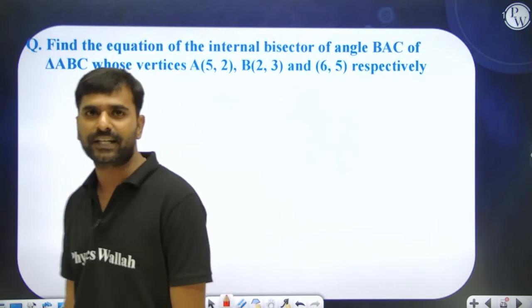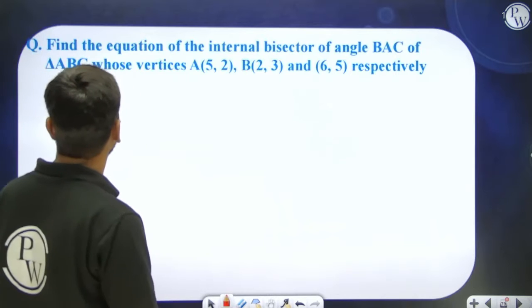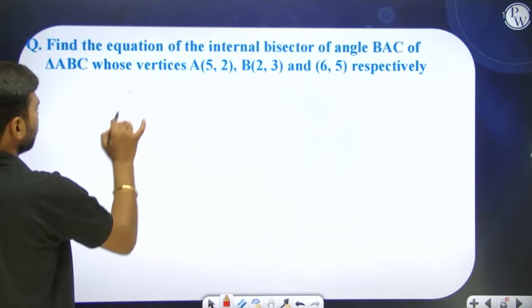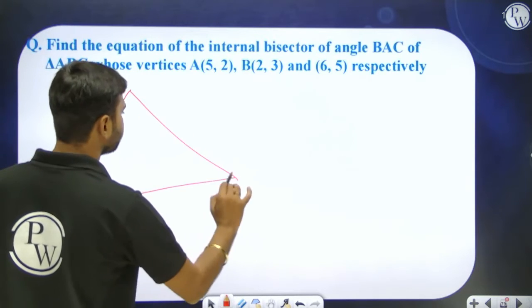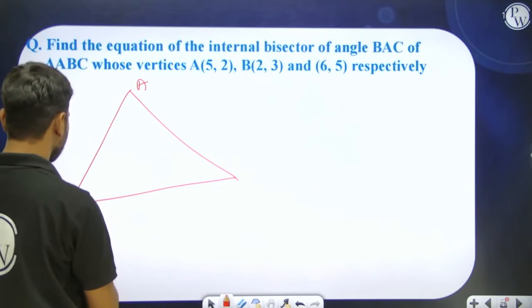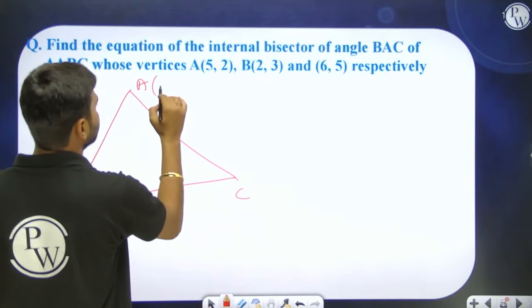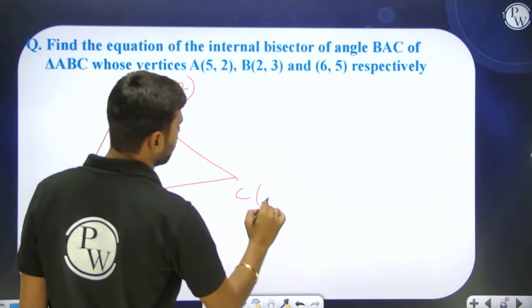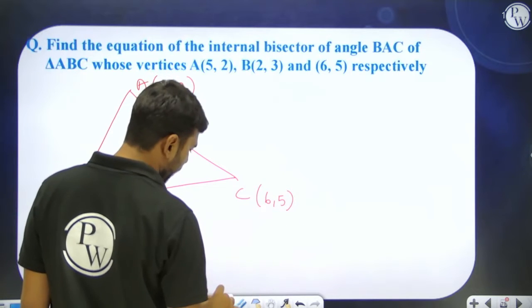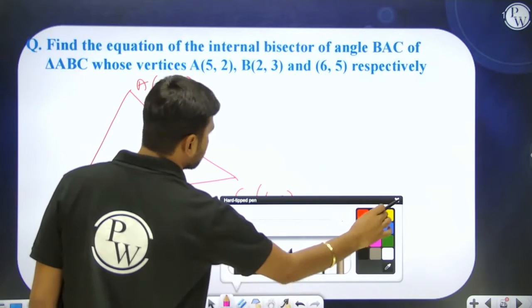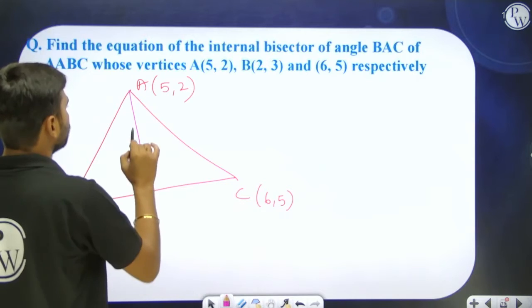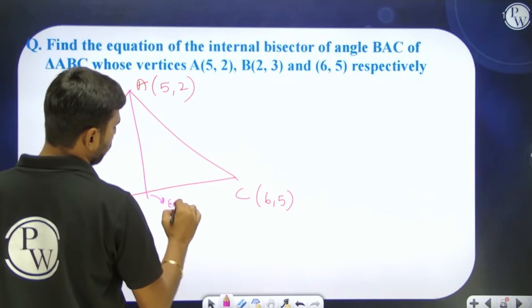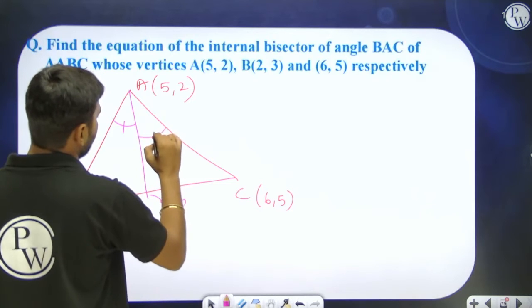Find the equation of the internal angle bisector of angle BAC of triangle ABC whose vertices are these. Understand, if this is our triangle ABC, A's coordinates are 5, 2, B's coordinates are 2, 3 and C's are 6, 5. Angle bisector of BAC means we have to write down the equation of this angle bisector. This angle and this angle are by the way equal.